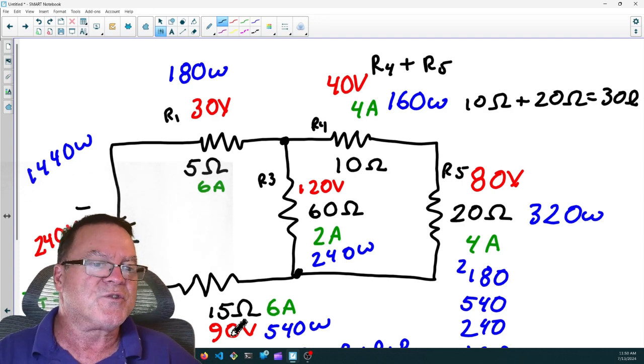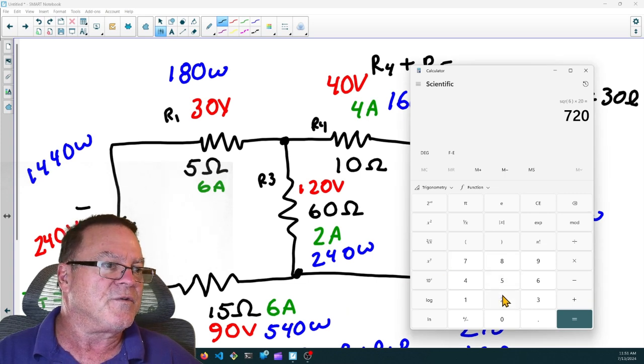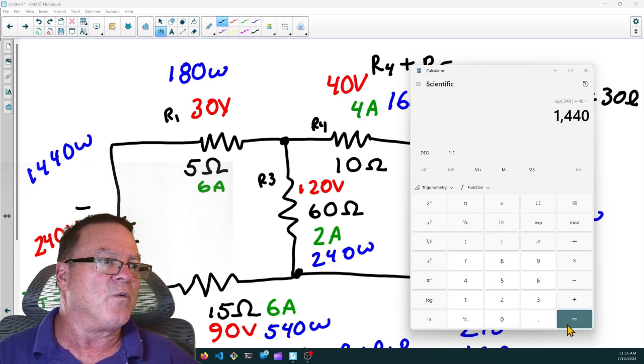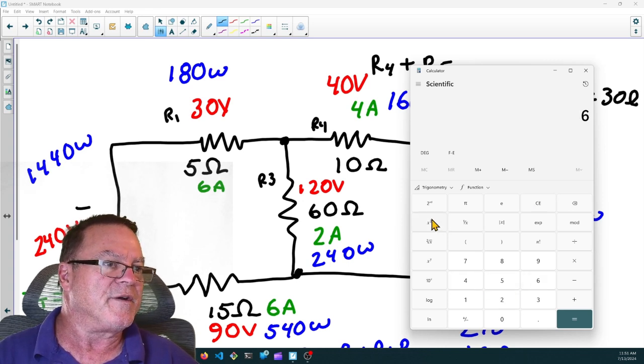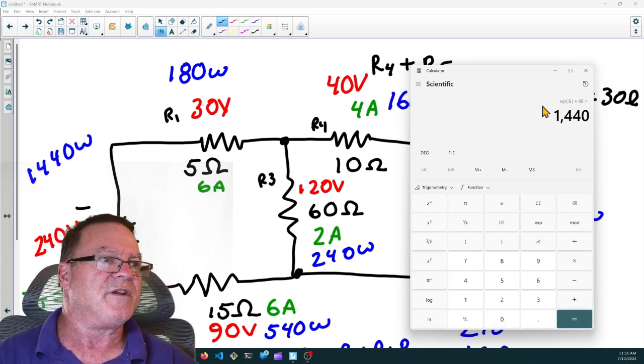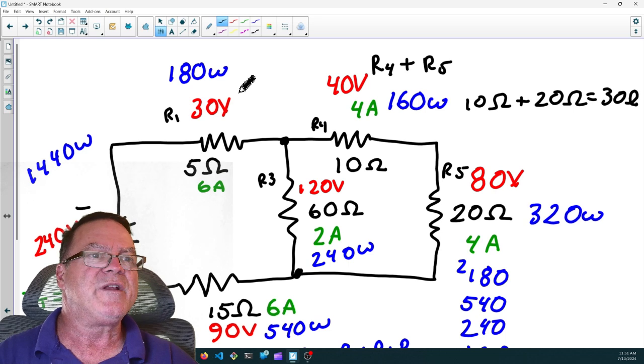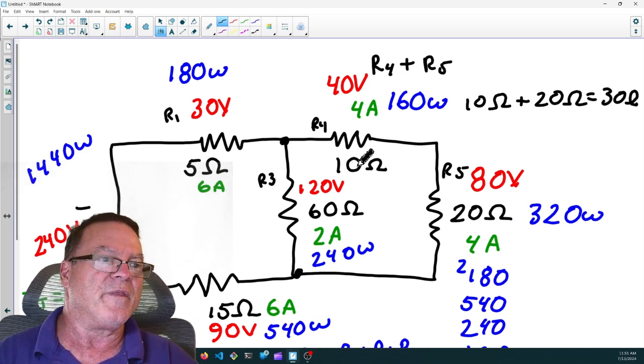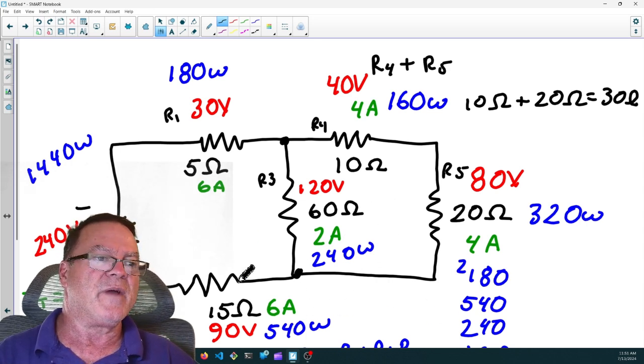So 240 squared divided by 40 is 1440. And 6 squared times 40 is 1440. So however we do it, we get 1,440 watts. When we add all these together, we get 1,440 watts. So everything works. All of the math works.